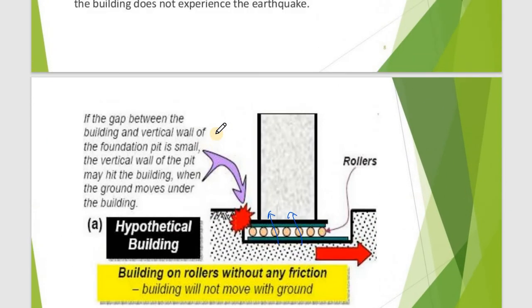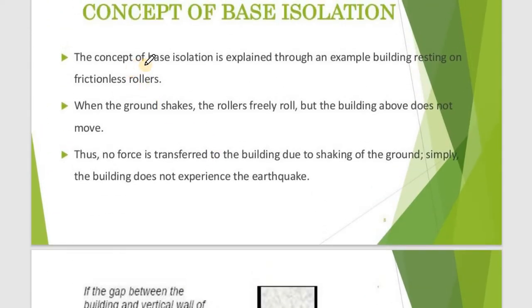So, here you can see the basic concept of isolation explained through an example building. When the ground shakes, the roller freely rolls, but the building above it does not move. Thus, no force is transferred to the building due to the shaking of the ground. So, simply, the building does not experience the earthquake.